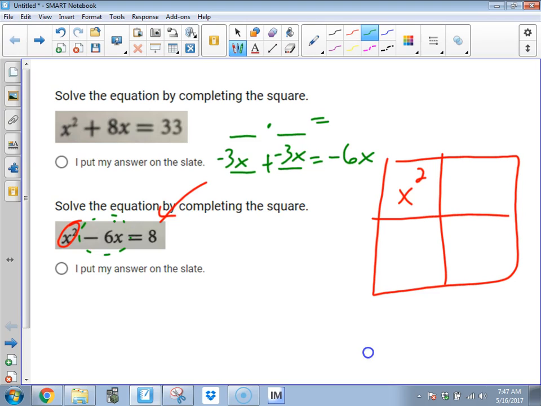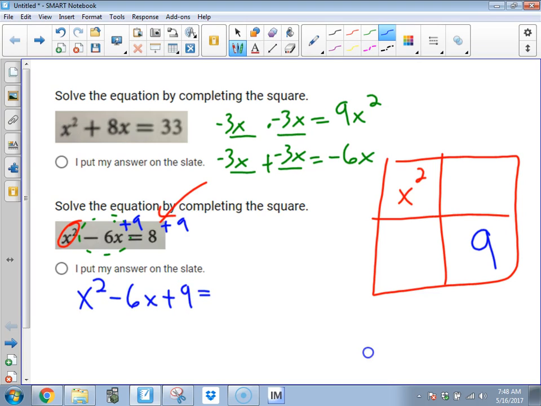Negative 3x, negative 3x. So those are the two terms. And those two terms multiply to give you 9x squared. Because of that, I know that this number is 9. And now I know what I'm going to add to both sides of my equal sign. I'm going to add 9 here and add 9 here. So changing our equation up a little bit, x squared minus 6x plus 9 equals 8 plus 9, which we know is 17.